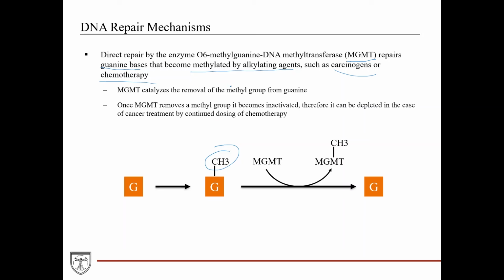MGMT catalyzes the removal of this methyl group from guanine. So MGMT comes in and essentially steals this methyl group. So it takes the methyl group and brings it onto itself, essentially freeing up the guanine. And then it essentially takes a hit for the team here because it becomes inactivated once it removes the methyl group. So this is important because alkylating agents such as carcinogens, when they add methyl groups, can do a number of things. First off, that just damages DNA. And in some ways, the reason why it can cause damage to DNA is, remember, methylation can help turn genes off.